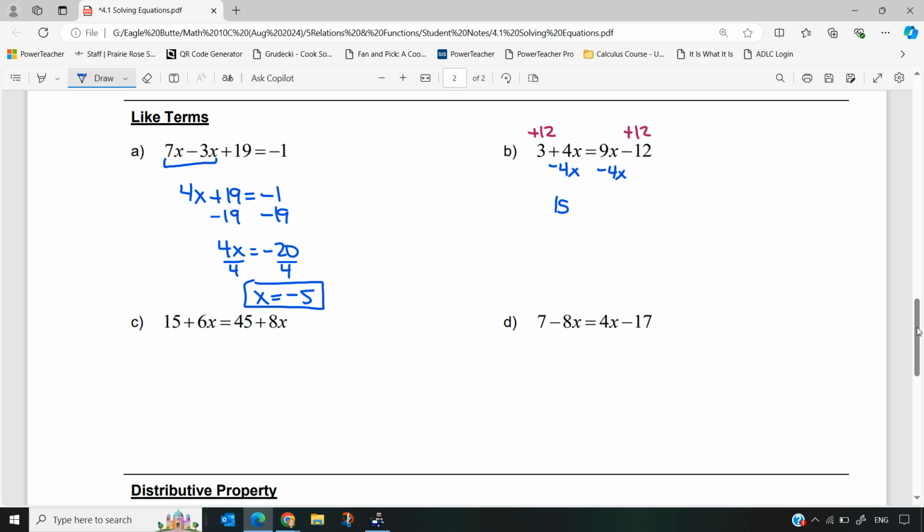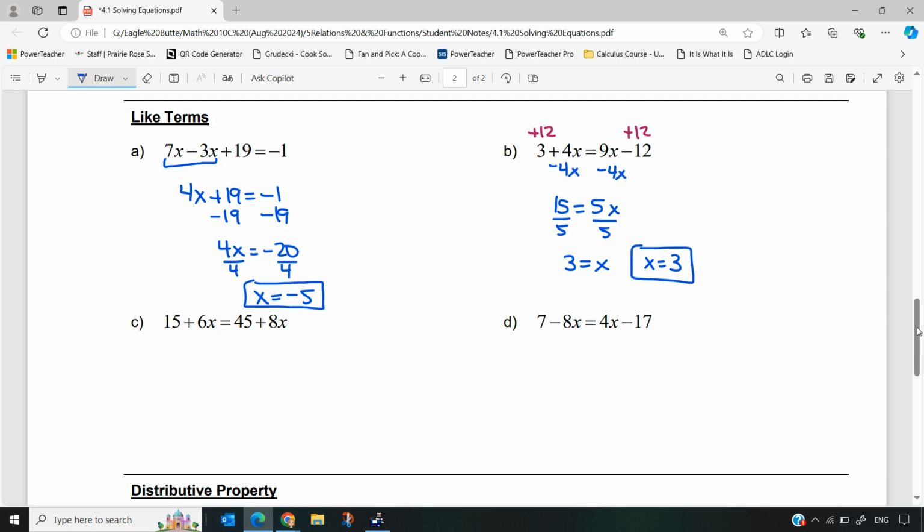4x minus 4x cancels out. Then we have 9 minus 4x is a positive 5x, and the negative 12 and the positive 12 canceled out. So now I have 15 equals 5x. We're going to divide by 5 on both sides because the opposite of multiplying is dividing, and that leaves me with 3 equals x. Or again, if you want to write it with the variable on the left, x equals 3.